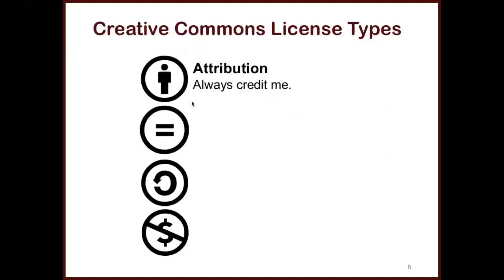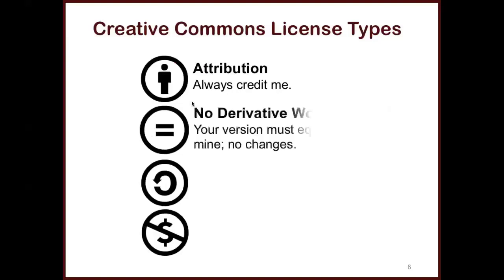So if a work says CC BY, which would be attribution, that just means you need to say this is the source of this content. I did not create this content, but I am using this content. No derivative works, which would be ND, means that your version must equal mine. You are not allowed to make changes.